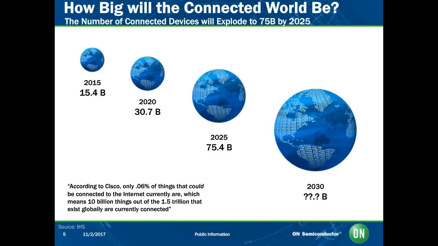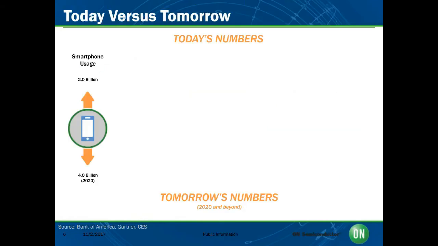If we think about the potential, there's this great quote from Cisco that says, only 0.06% of things that could be connected to the Internet currently are, which means 10 billion things out of the 1.5 trillion that exist globally are currently connected. So however you look at it, it's a huge opportunity over the next few years. So let's look at the IoT tomorrow, what it looks like and what we need to do to ensure scalability and success.